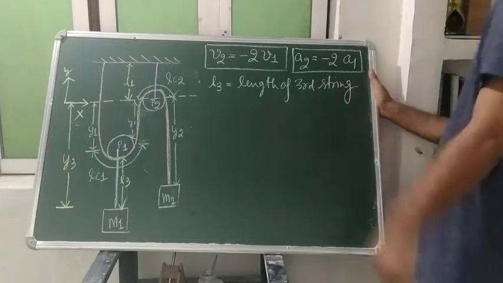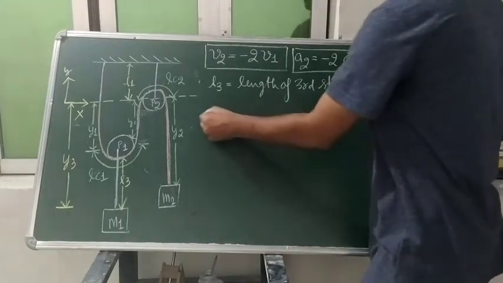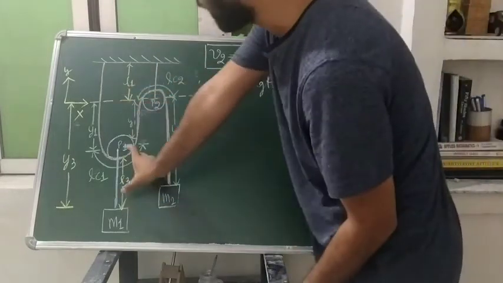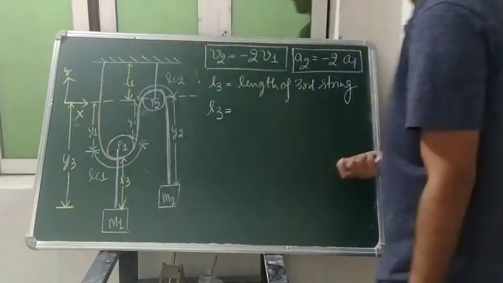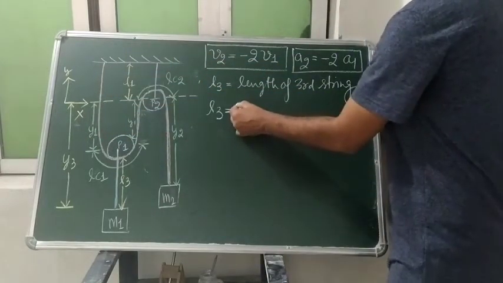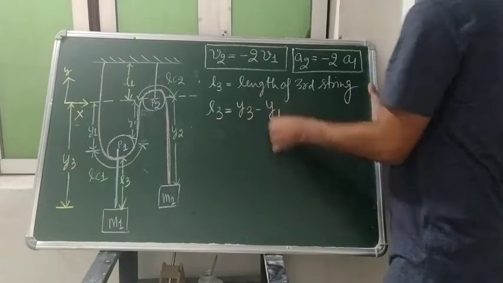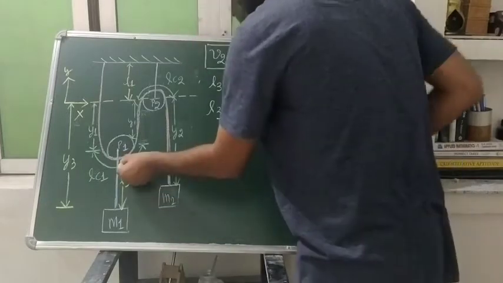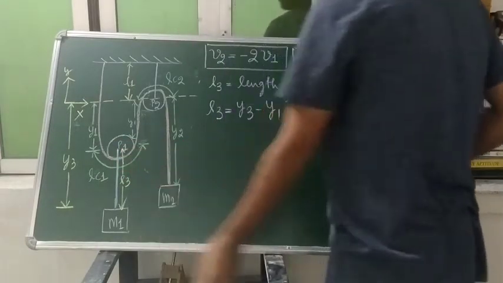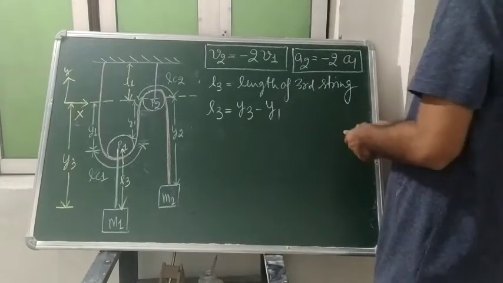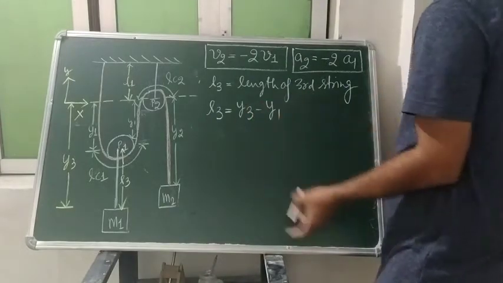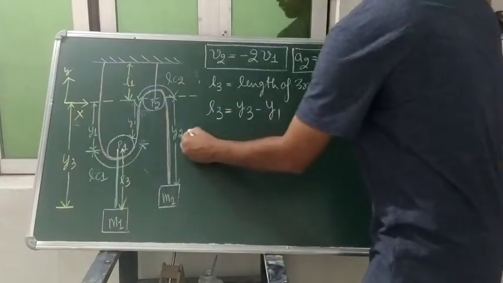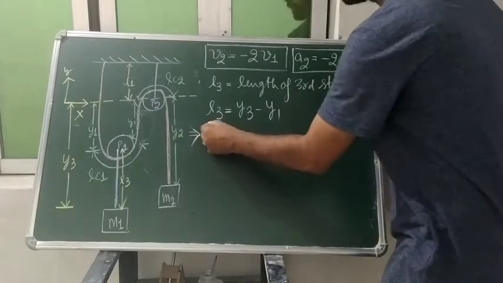So how can we write this L3? L3 will be equal to what, student? I can write this L3 as y3 minus y1, is it? So I can write this y3 minus y1 here. Of course it will move up to here. I can draw up to here. So this y3 minus y1, I can write as L3. So our next task will be to differentiate it with respect to time.